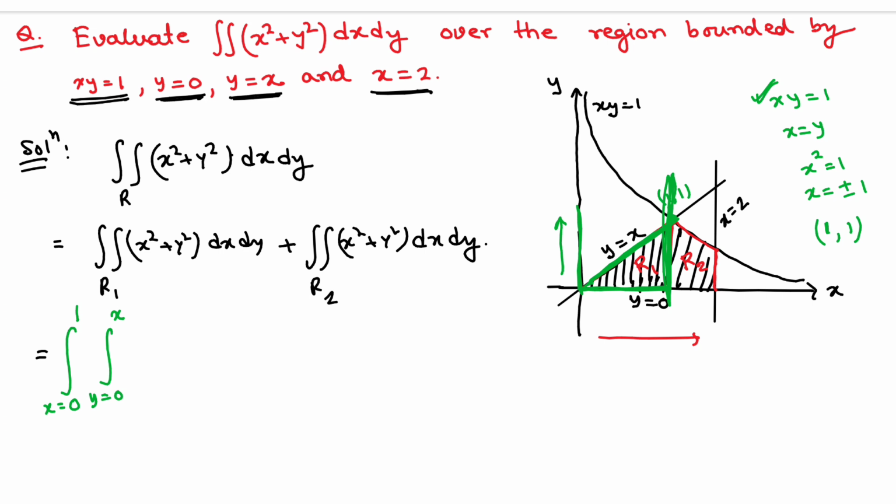Now the question is, if you take the limit for the region r1, the limit from x equals y to x equals 1, and y equals 0 to 1, if you take this limit, again the result will be the same.